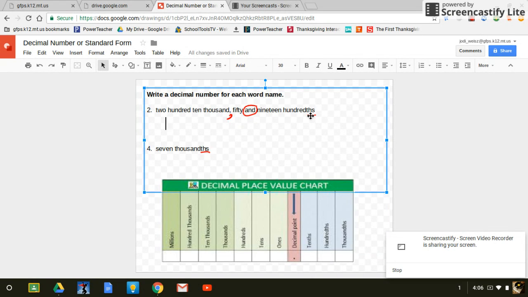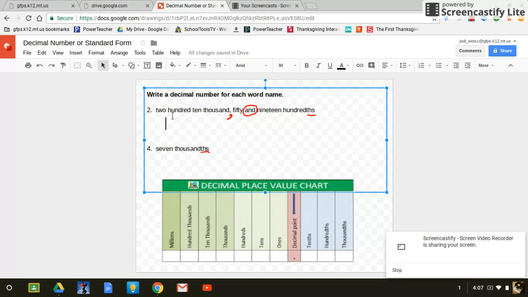I also want the students to understand that whatever word we say last is the place value position that we are going to end in. So we're not going to end in the thousandths. We are going to be ending in the hundredths on this first one. So our last value should go right into this place value, which is 2 places to the right of the decimal. Let's get started.